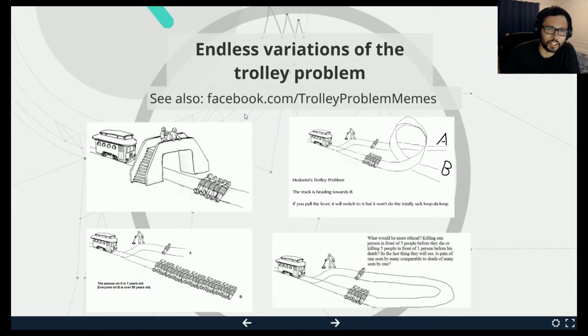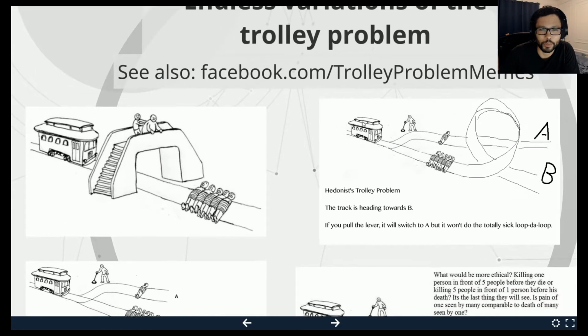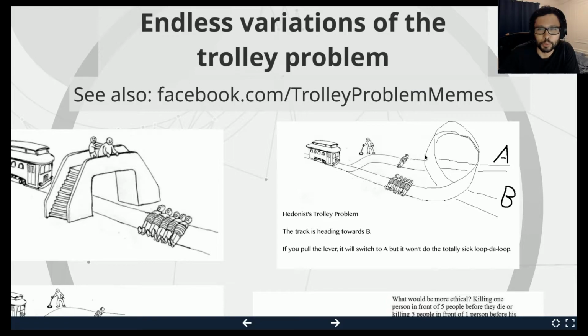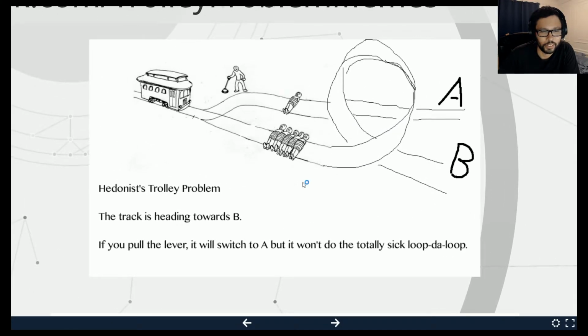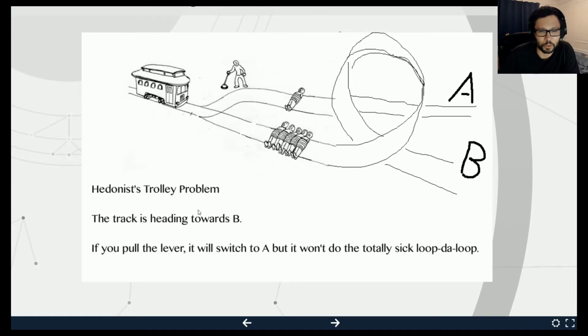So there's a lot of variations of these trolley problems. There's actually a Facebook group for trolley problem memes. It's pretty popular. And so the hedonist trolley problem: the track's heading towards track B. If you pull the lever to switch it to track A, it'll kill fewer people, but it also won't do this totally sick loop-de-loop. Do you pull the lever? Right. Okay.